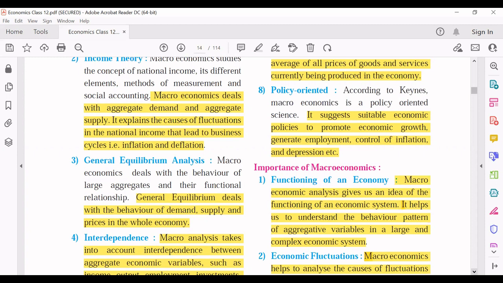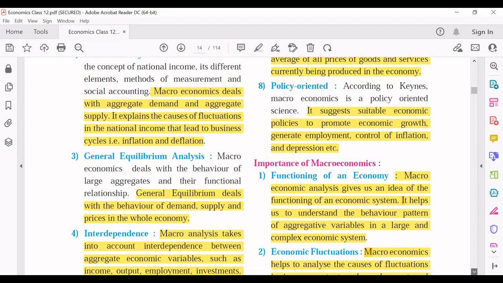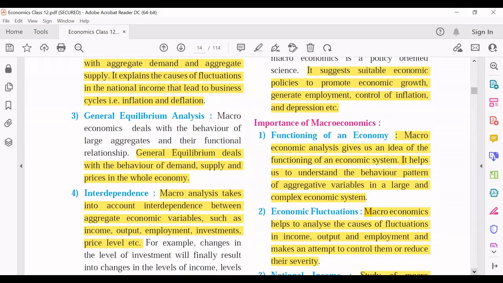Again, we can see there is a general equilibrium analysis. So what is this general equilibrium? In microeconomics, it was partial because it was only dealing with individual units, but here it is the whole economy. So we can see this is general economic equilibrium analysis. It deals with the behavior of demand, supply, and price in the whole economy. Therefore, it's called general equilibrium analysis.